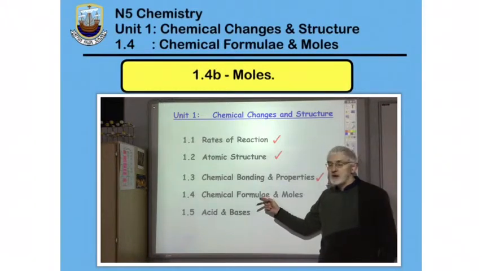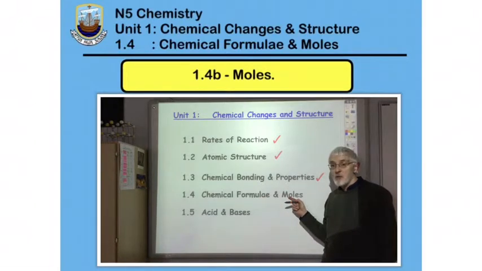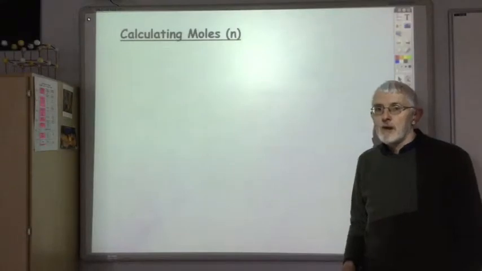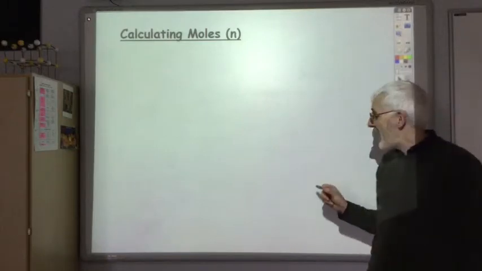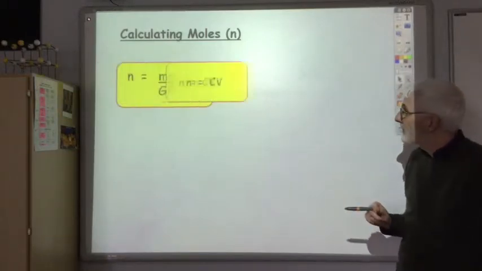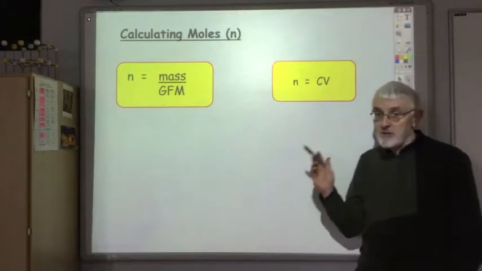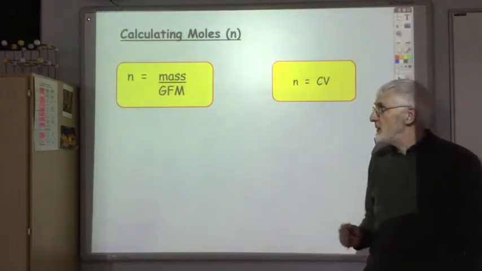In the previous lecture, 1.4a, we looked at chemical formula. In this lecture, 1.4b, we're going to look at the mole calculations associated with it. In your data booklet, you're given two equations for calculating the number of moles n. So you don't need to remember these two equations, they're in your data booklet.